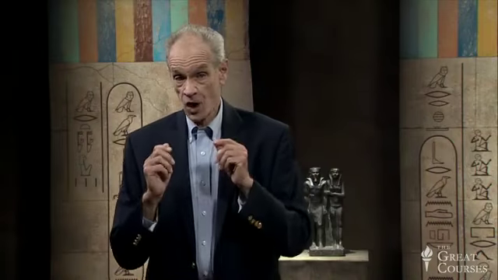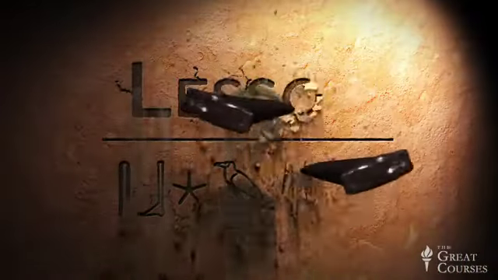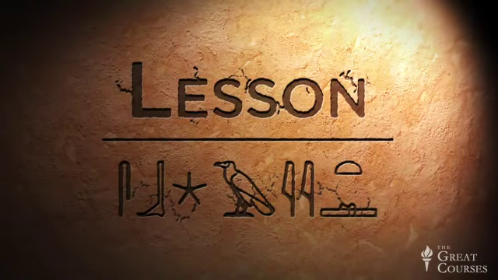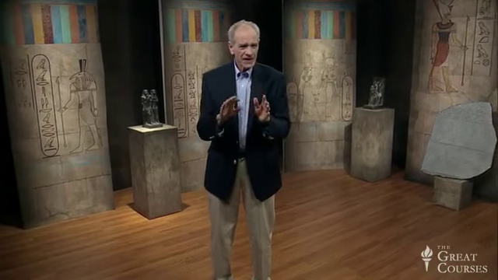Good. Now it's time for your scribe's robe, reed brush and blocks of ink. We're going to learn some grammar. I would like to show you how to say no in ancient Egypt. To be more precise, it's really how to say not.